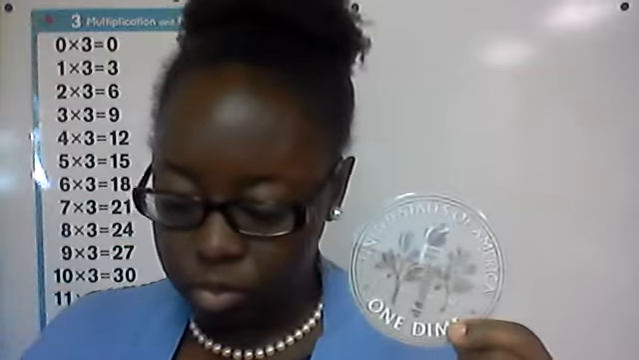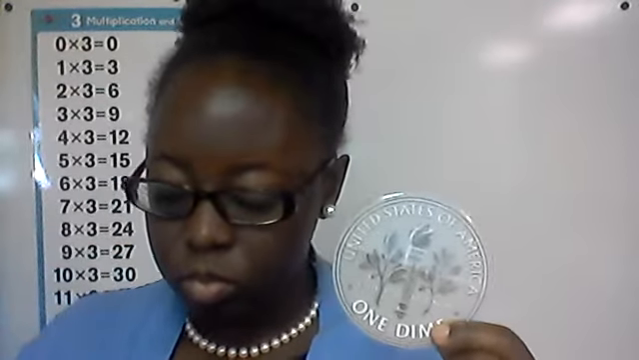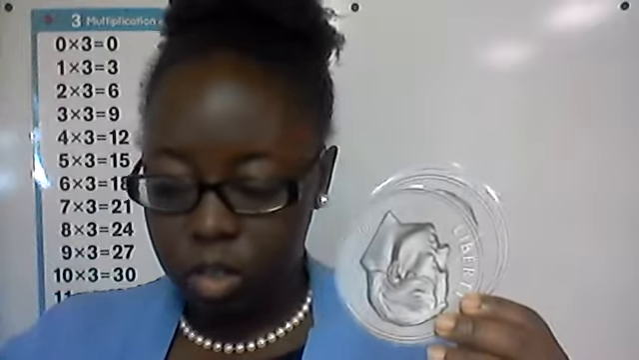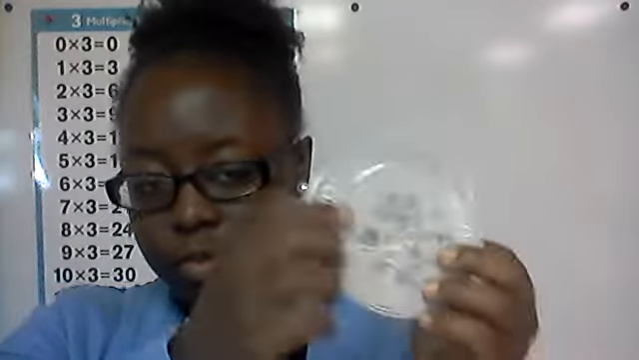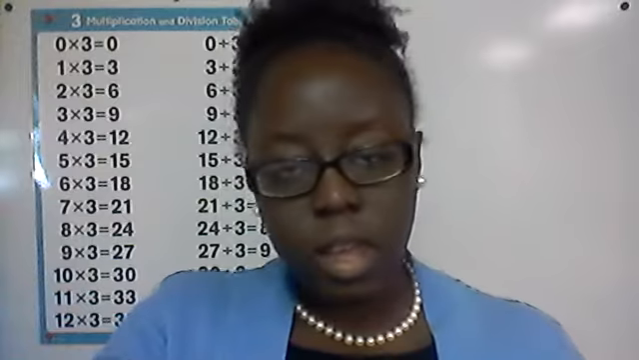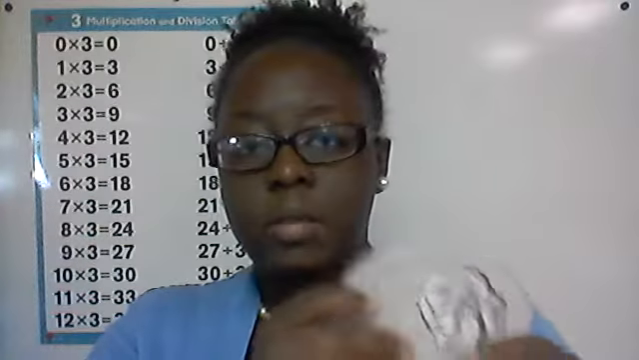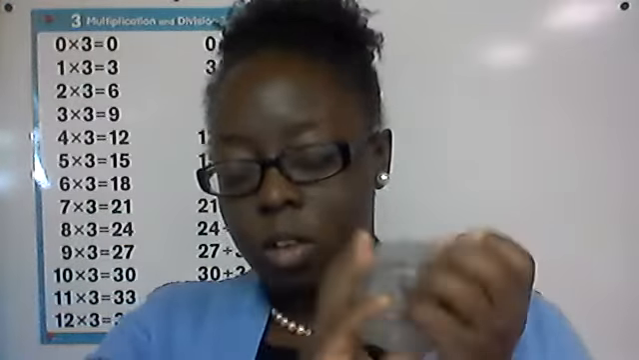So we're counting out 50 cents first. Here's one dime. So that's 10, 20, 30, 40, 50. Okay, so I have 50 cents. Let me count it again. 1, 2, 3, 4, 5. So how many dimes is that? That's 5 dimes, and they equal 50 cents because 10, 20, 30, 40, 50.